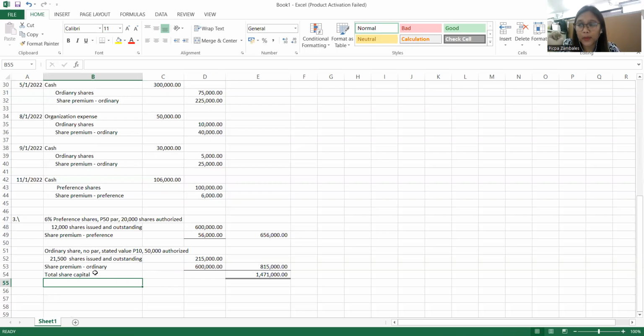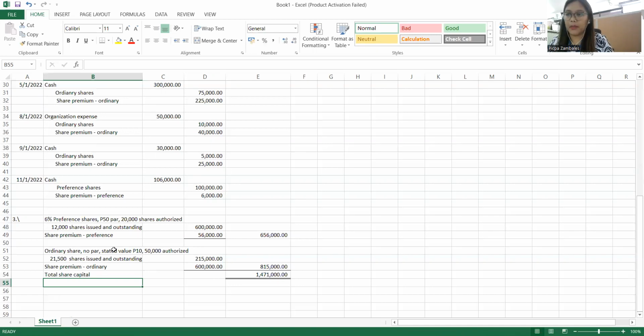Now, upon payment of the subscription, syempre, parang usual recording na lang yan ng receivables. You have to debit cash and credit receivable. Kapag kabayad na lahat, no, ng subscribed shares natin, you just have to close the subscribed shares and close it to the ordinary share or preference share.